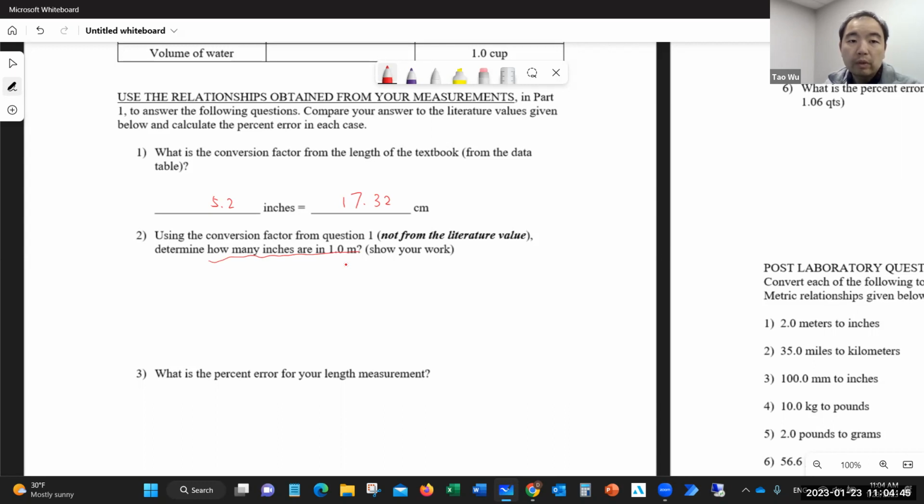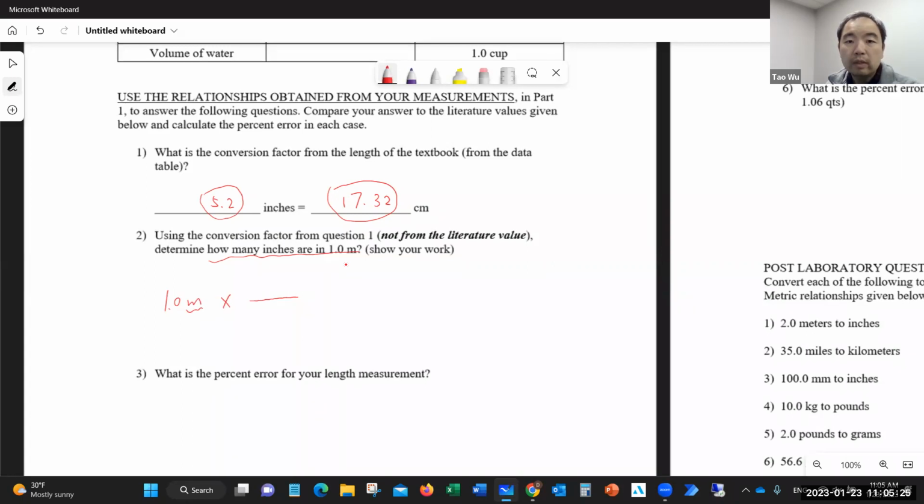Now based on this conversion factor, you need to figure out 1.0 meter equals how many inches. What are you going to do? You put 1.0 meters there, and then you multiply by a unit converter, which is the converter you just used in question 1. Now what we have is a meter, and obviously you need to multiply by a unit converter to cancel the meter and get inches. And that is the purpose.